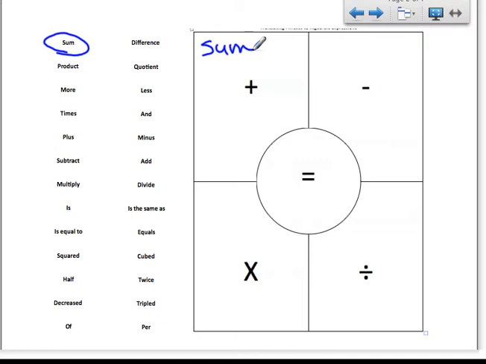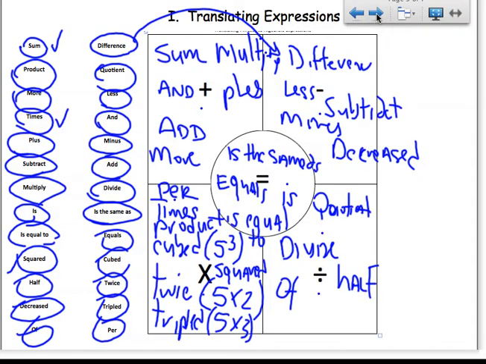Okay, time to check your answers. You've already grouped them all. This is how I would have grouped them just very quickly. Difference is a subtraction word. Quotient is a division word. Less is a subtraction word. And is telling you addition. Minus is telling you subtraction, obviously. Add is telling you addition.